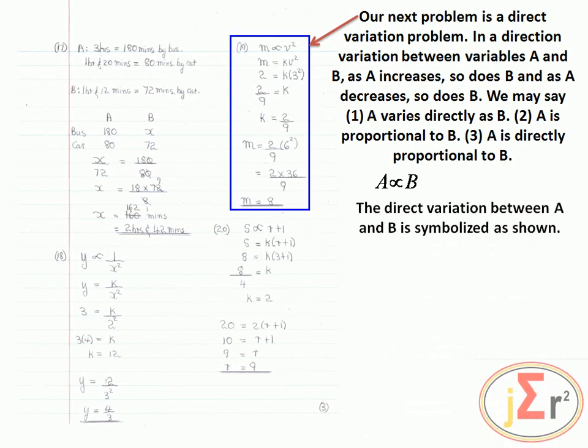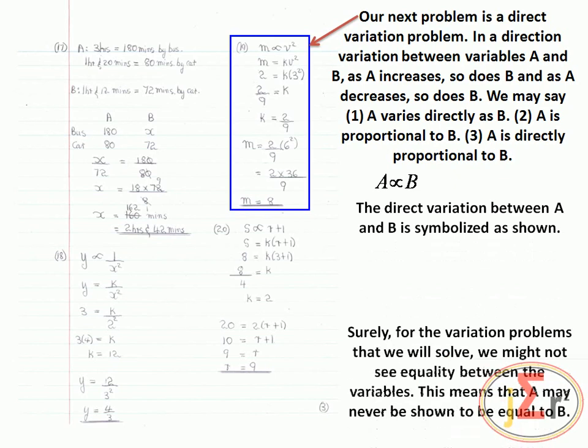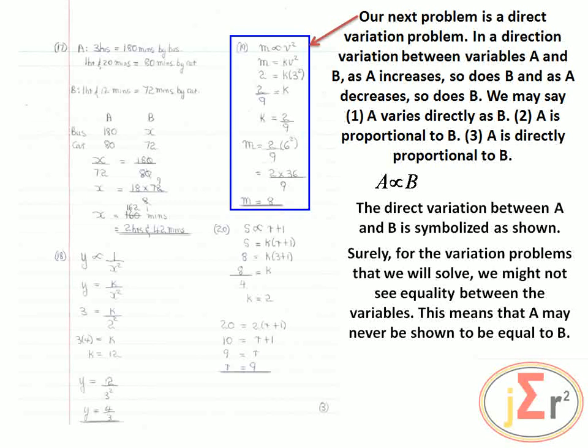The direct variation between a and b is symbolized as shown. Surely, for the variation problems that we will solve, we might not see equality between the variables. This means that a may never be shown to be equal to b. Right? So, just because we have a direct variation, that does not mean we will necessarily encounter a situation in which the value of a and the value of b are equal.